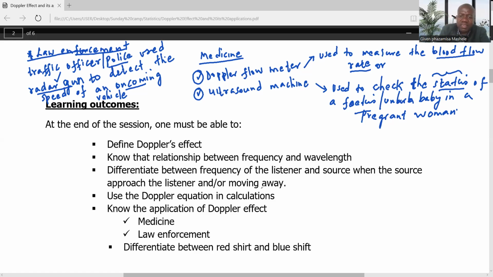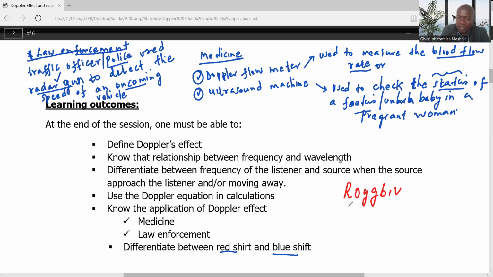Then another thing is the issue of the red shift and the blue shift, particularly when you are talking about light. You'll recall from grade 10 that we have the colors of the spectrum, which is called Roig beef. Let me talk about them. Roig beef.